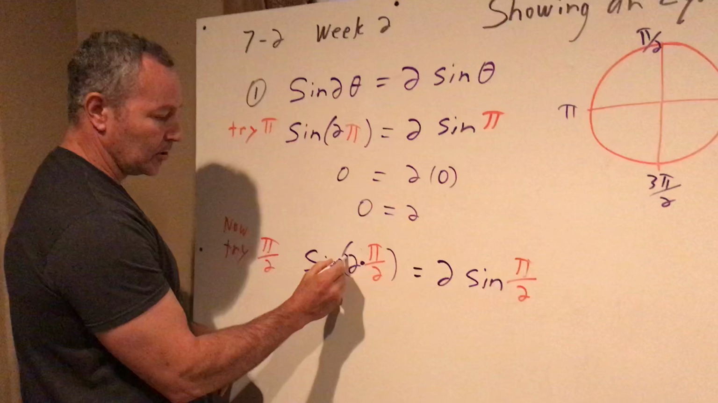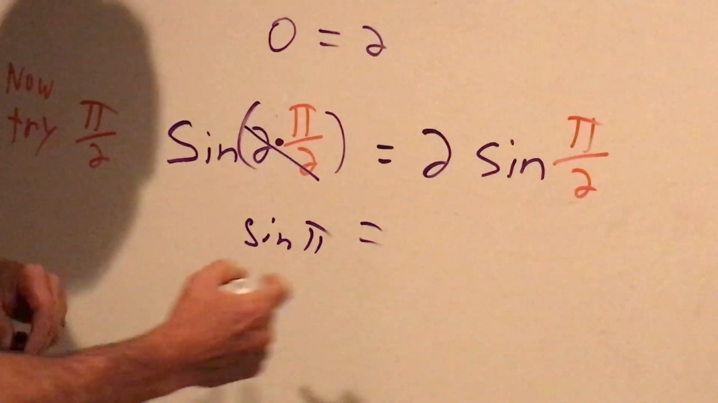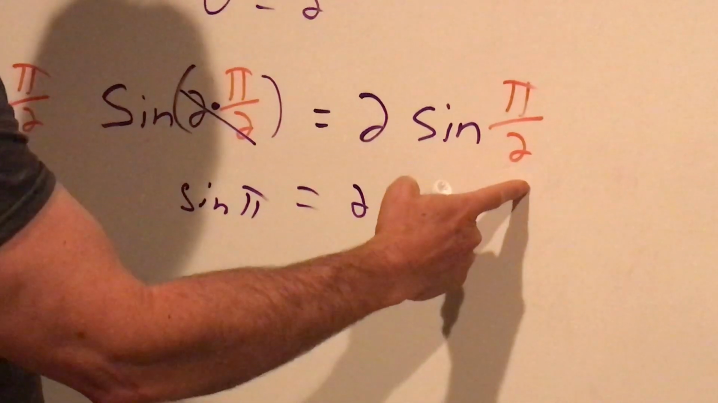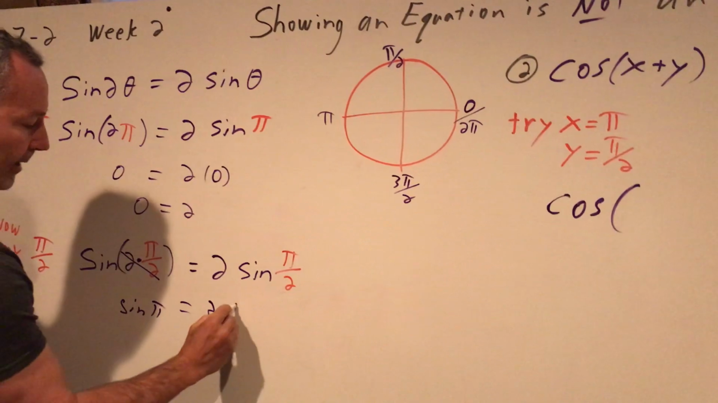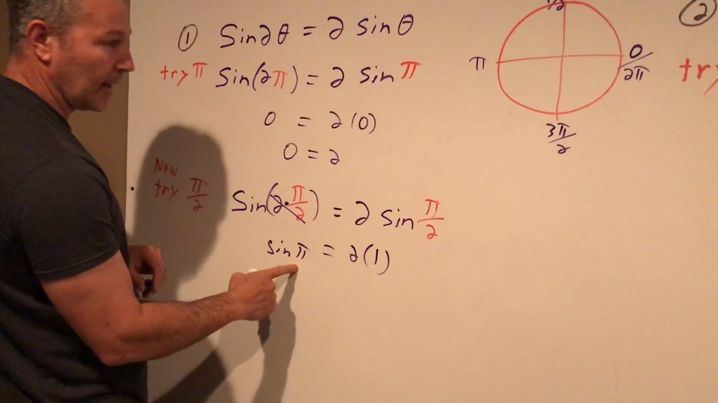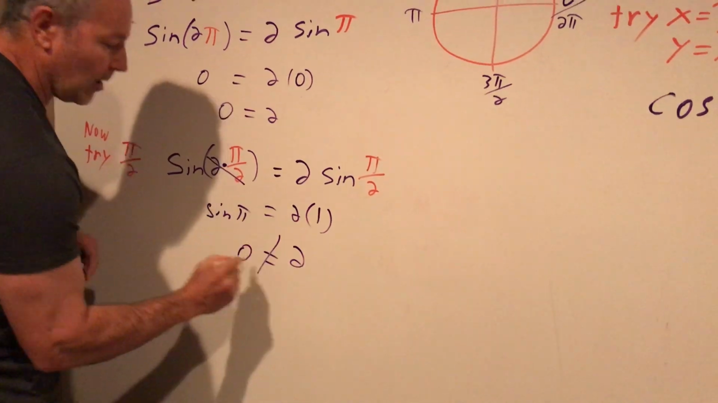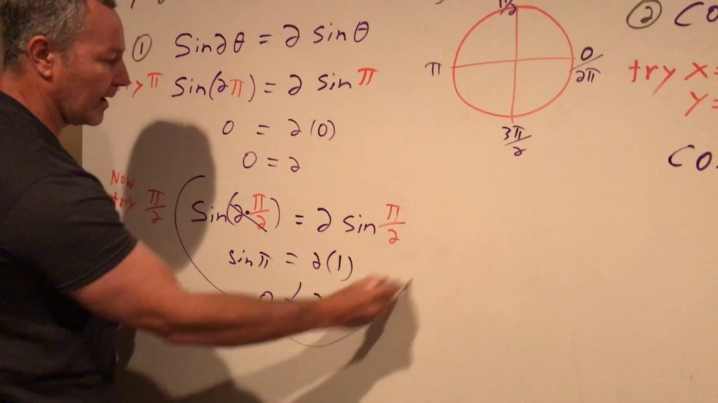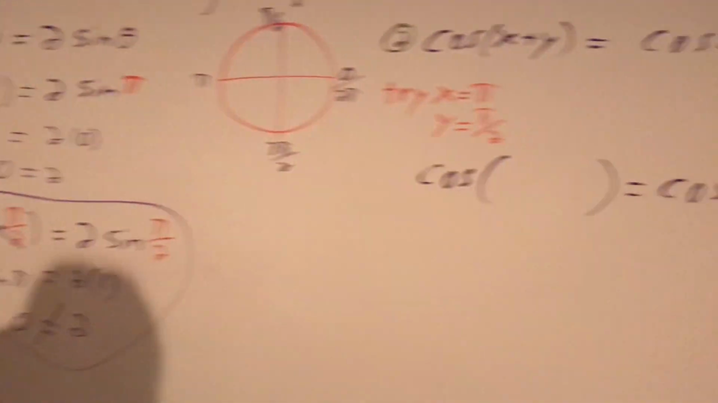2 times pi over 2, that'll be sine of pi, is supposed to be equal to 2 times sine of pi over 2. Sine of pi over 2 is 1 because that's how high it is. And sine of pi is how high that is, which would be 0 equals 2, and that is not true. So this is my work that I've done right there. I've shown it's not an identity. Okay, I have one more over here.